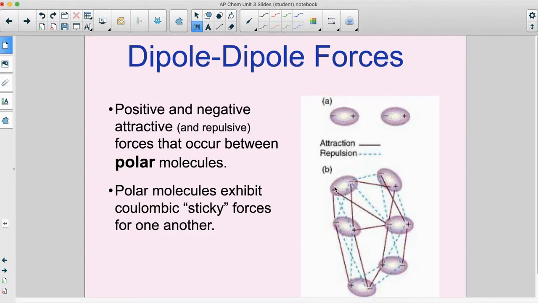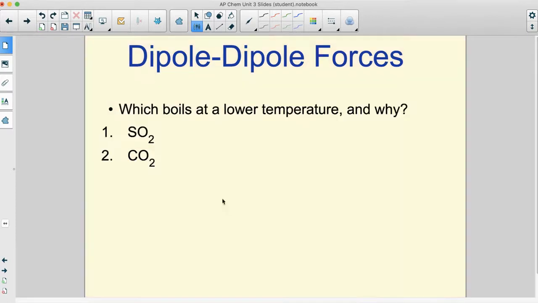The next type of intermolecular force is called a dipole-dipole force. This is when we have a permanent dipole in a polar molecule and there's attraction between the positive and negative ends of the molecules. So these will attract each other and they will stick together due to Coulomb's law.